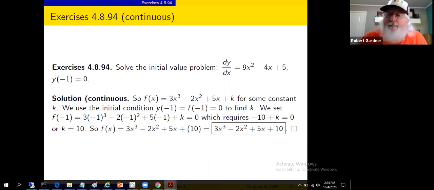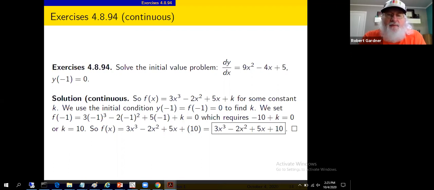How would you check it? I'd differentiate this and make sure we got that. Pretty easy to do, and you can see it's correct. And I'd plug negative 1 in and make sure we get out 0. And that should be true by the arithmetic we just did. So there's solving an initial value problem.